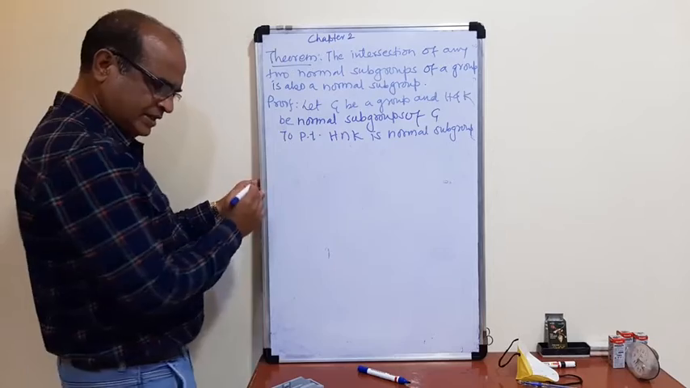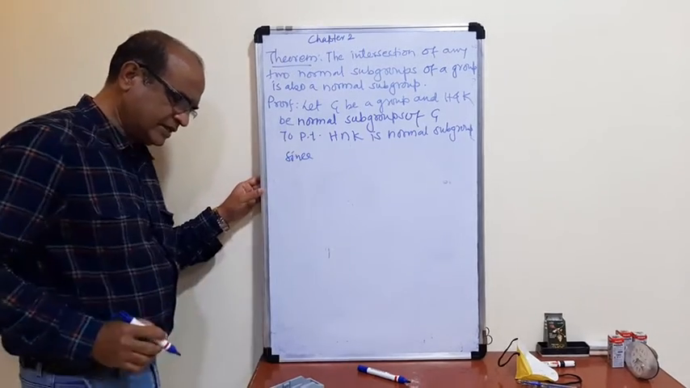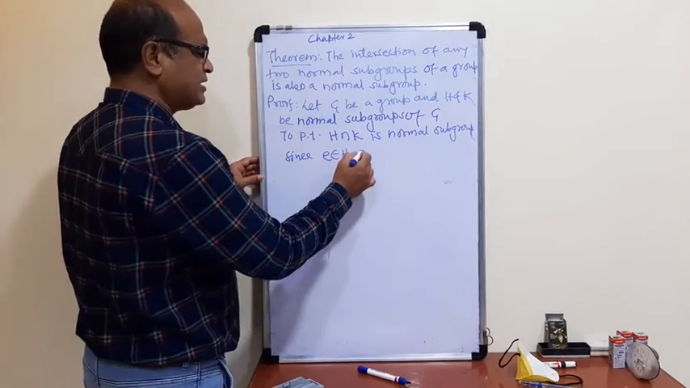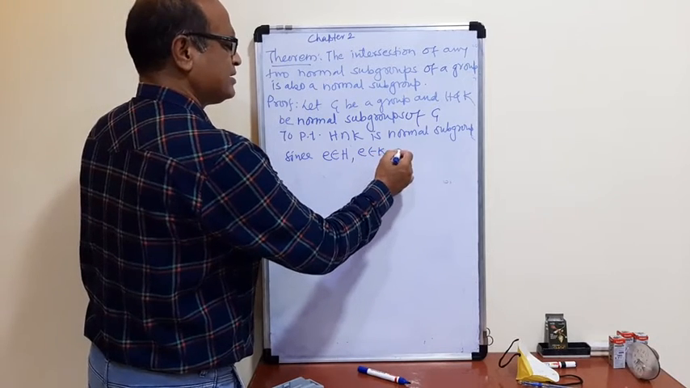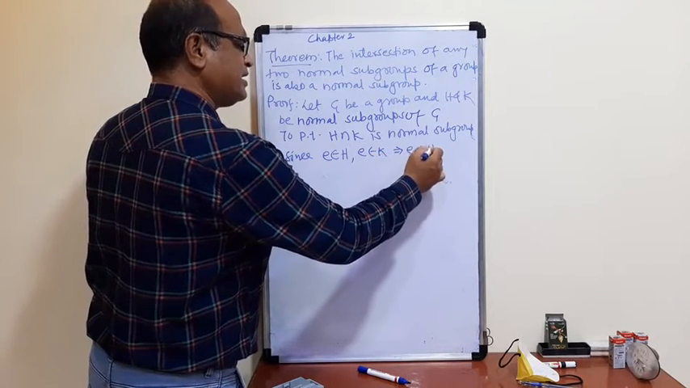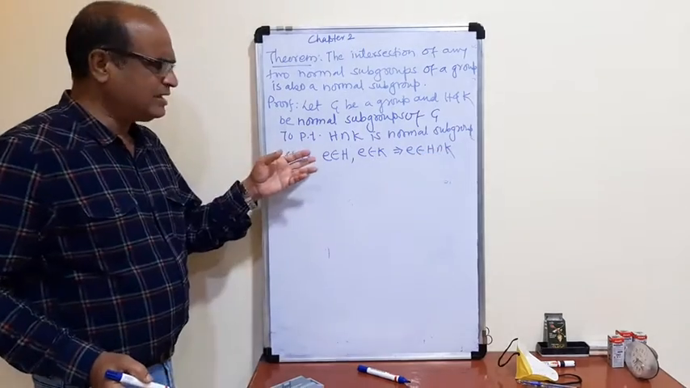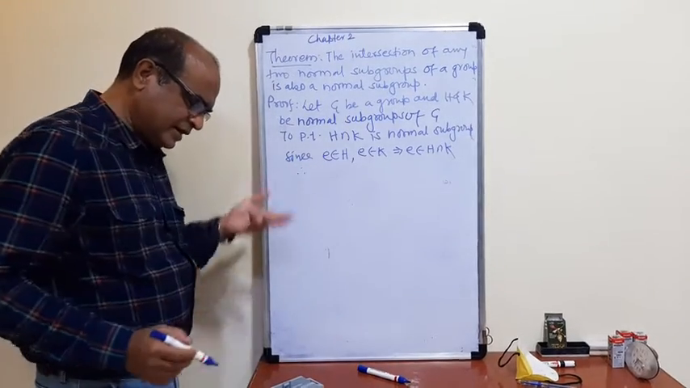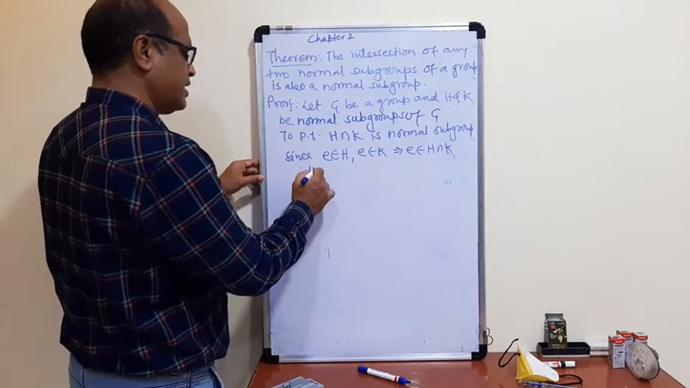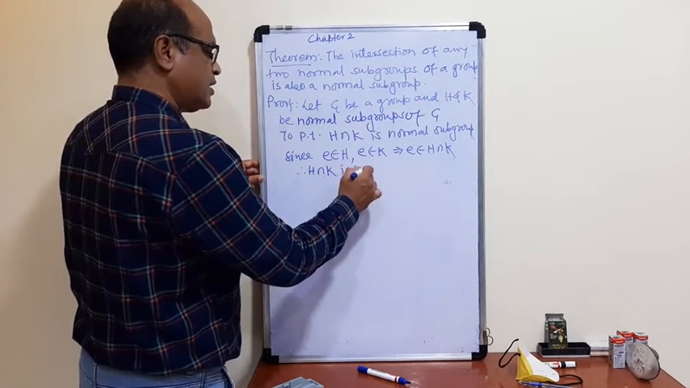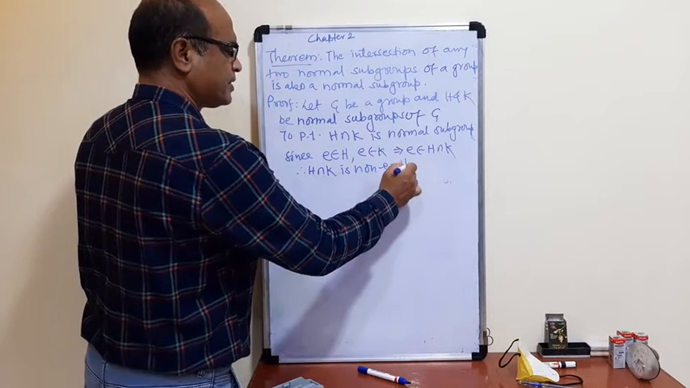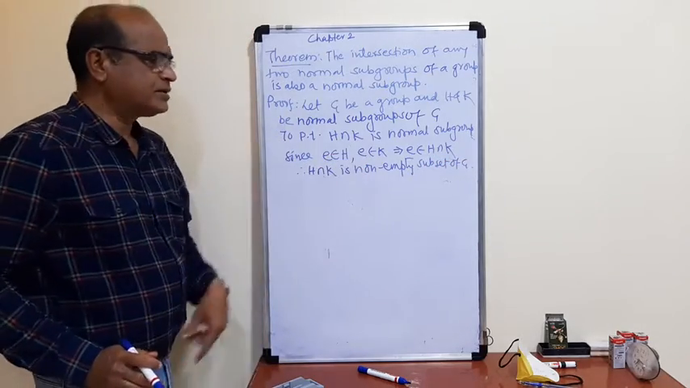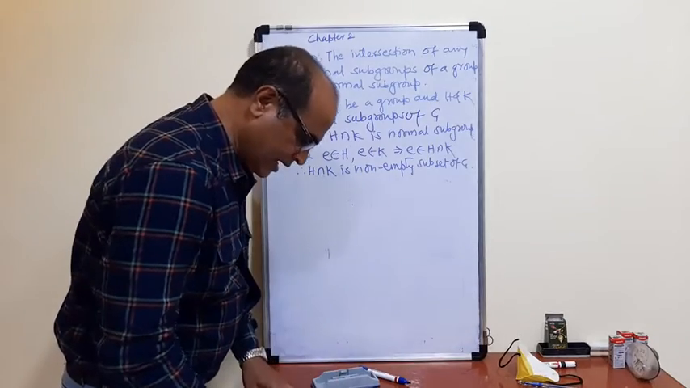The proof is very simple. Since e, the identity element, is an element of H, and also e is an element of K, this implies that e is an element of H intersection K. Therefore, H intersection K is a non-empty subset of G. Now we prove that H intersection K is a normal subgroup.